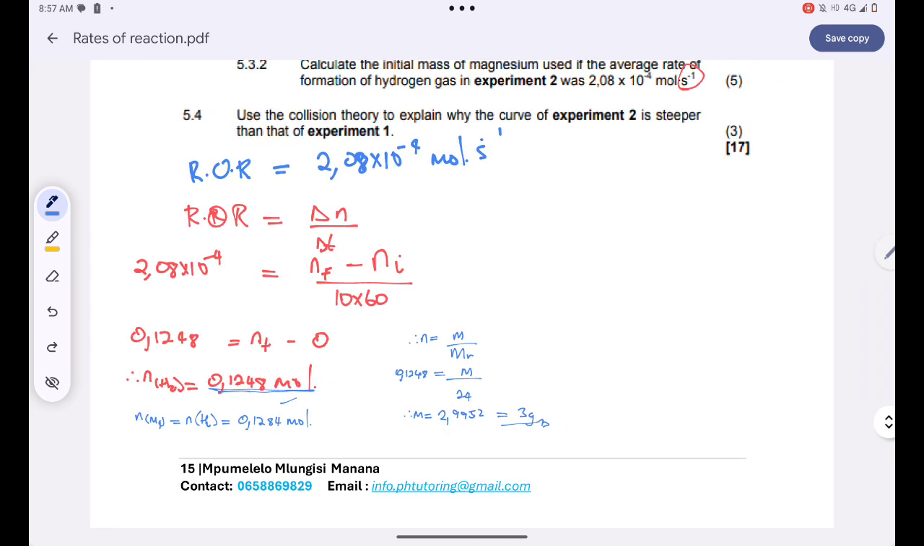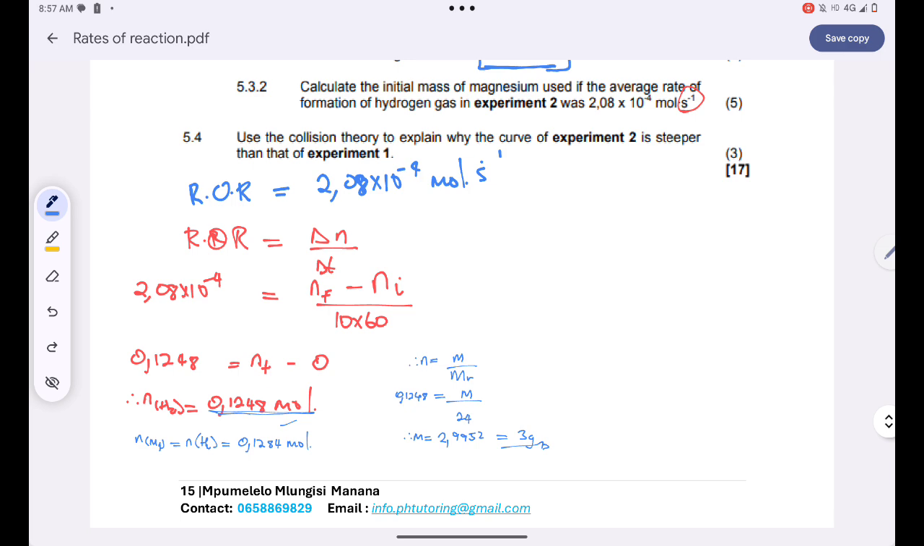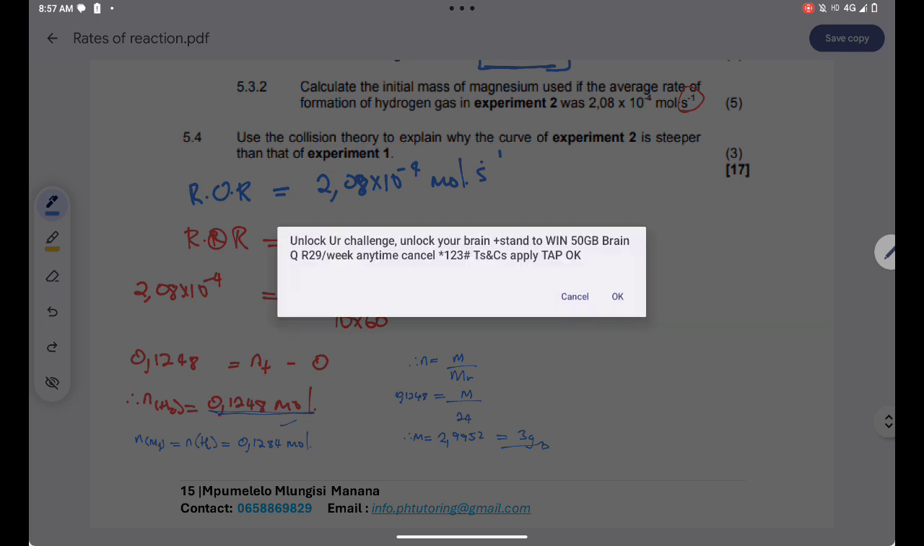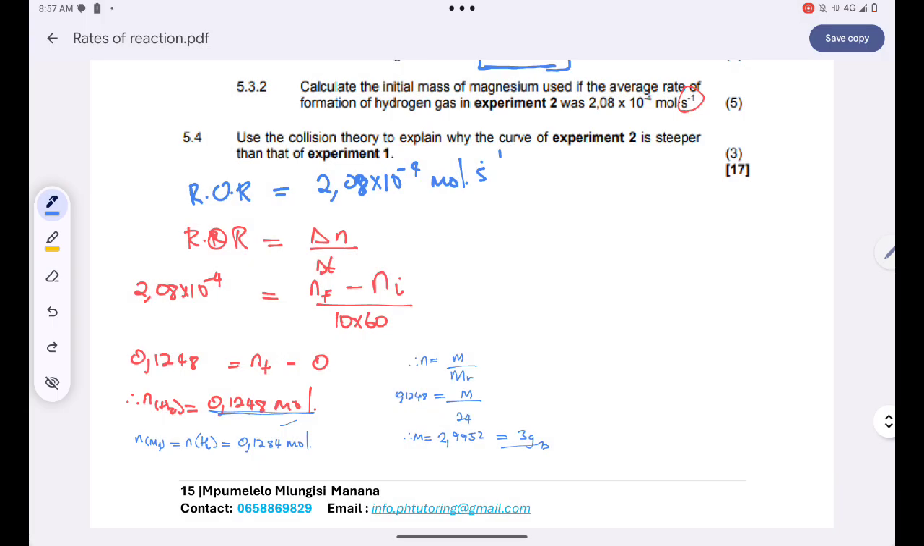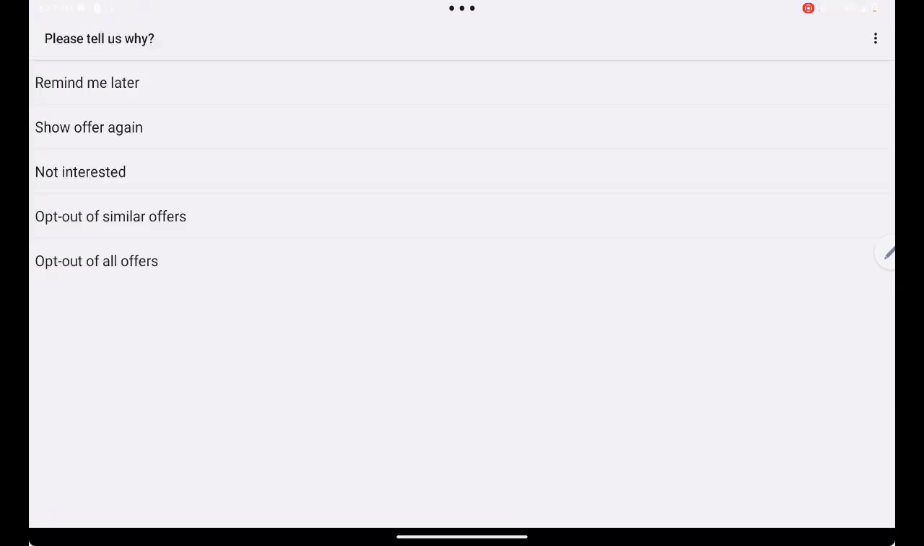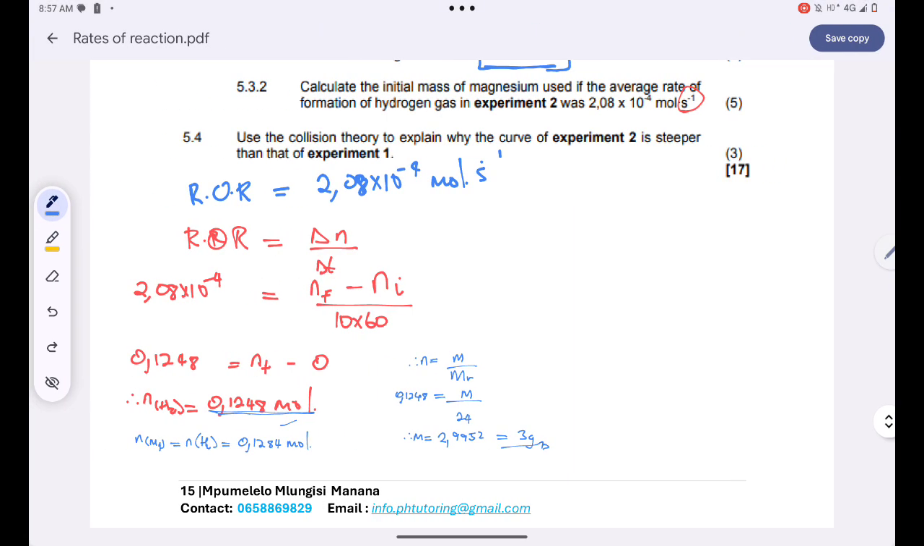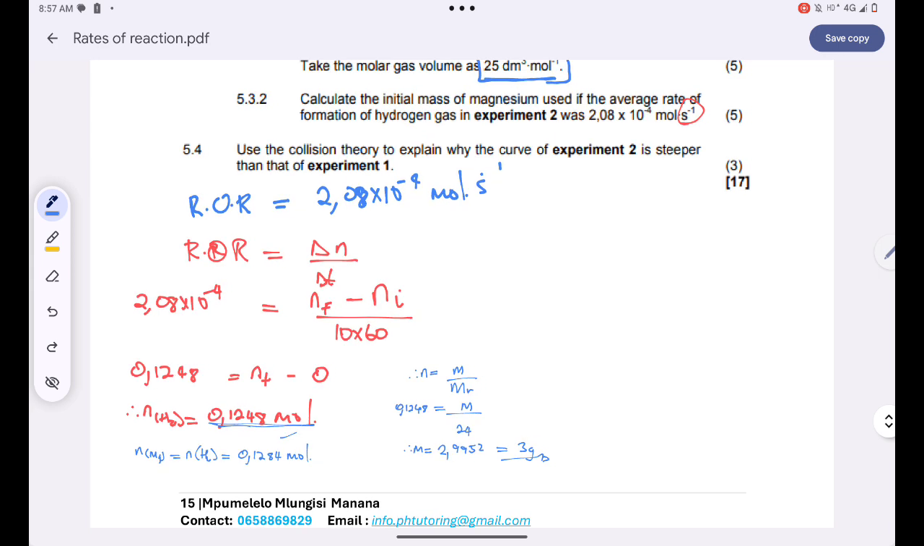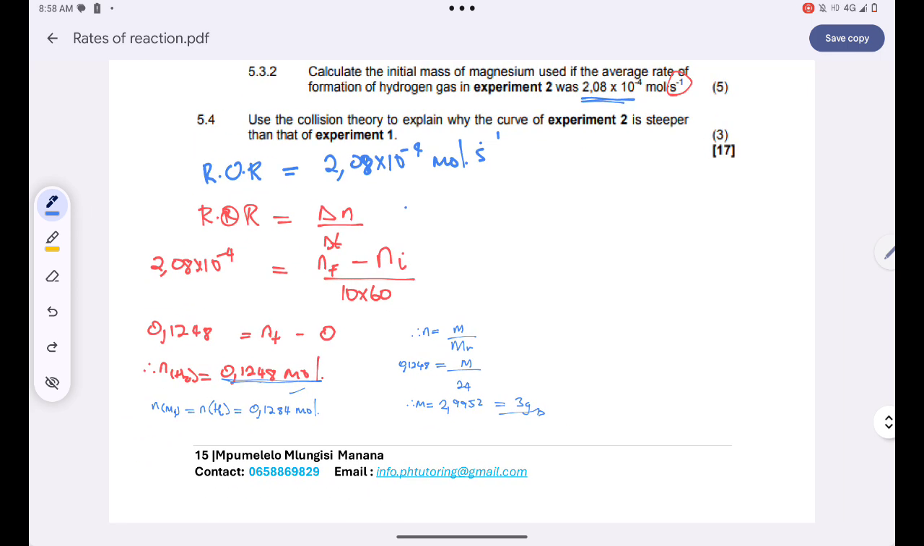Let me take you back to the calculations. We were given the rate of formation of our hydrogen gas. We're told that the rate of formation of hydrogen gas is equal to this one, but it is given in moles per second. That means for me to calculate the rate of reaction for hydrogen, I just needed to say the change in moles of my hydrogen all over unit time. And that's what I did over there.